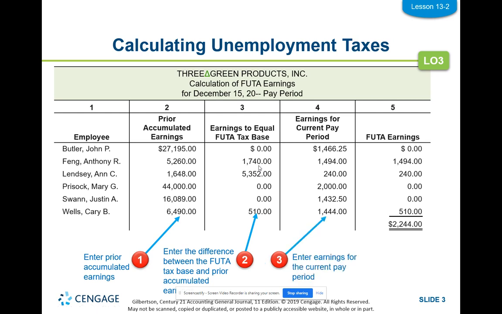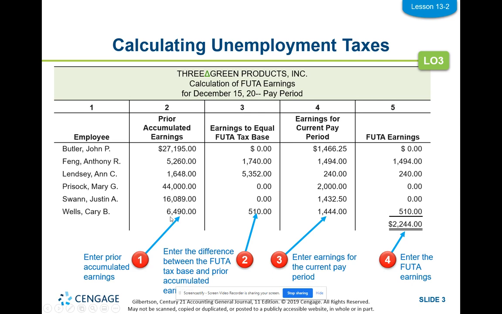Okay. For column number 4, that's the earnings for the current pay period. So we're just pulling that right off of their employee earnings record. So how much did they earn this pay period? And then we're going to figure out, what do we owe for them? So here we're going to base it on a couple different things we have to look at. We don't have to pay anything on John, so he's going to get the 0 over here. For Anthony, we still have to pay on the next $1,740 he earns. This time he earned $1,494, so we have to pay tax on that entire amount. Same thing with Ann.